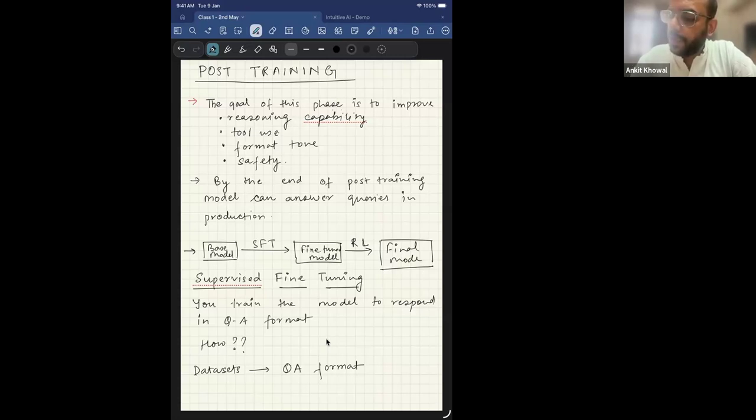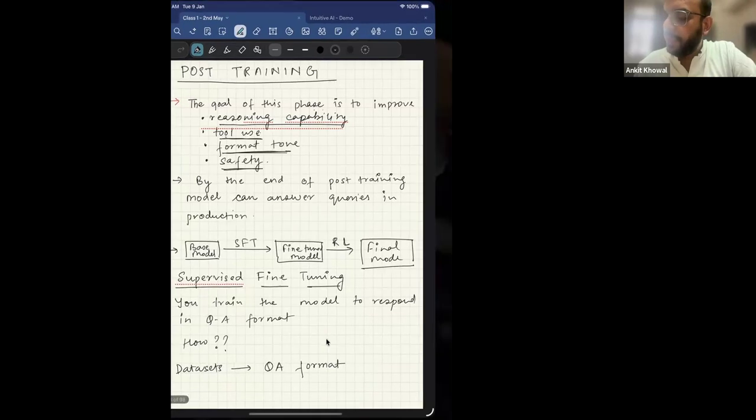The goal of the post-training phase is to improve the reasoning capability of the model, teach it how to use tools, and format its tone, so that it responds in a very warm way, like, hey, I am your assistant, or it gives you very happy responses or tries to be very helpful. So this tone is also taught to the model. And it is taught how to be safe, how it should not generate toxic or harmful content. So this is a part of the post-training phase.